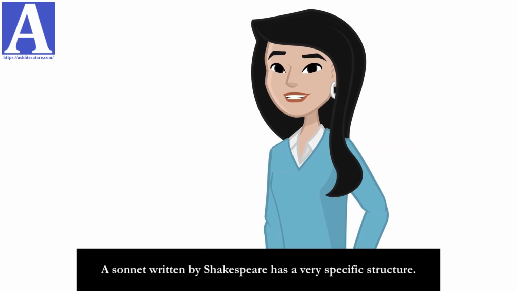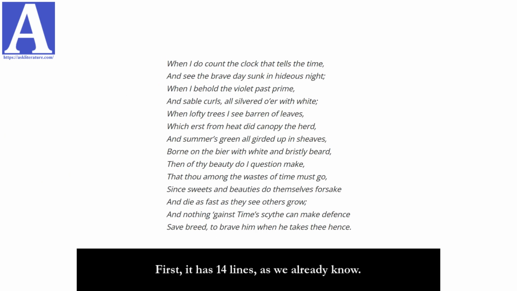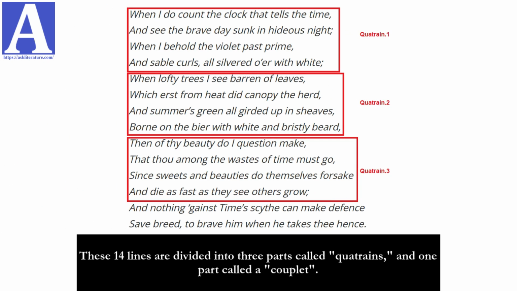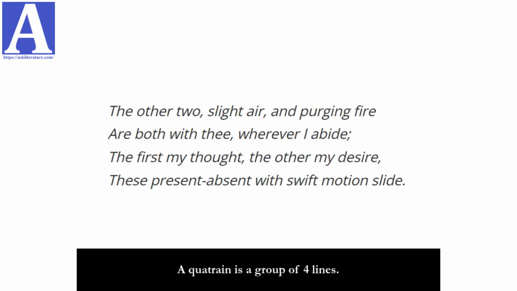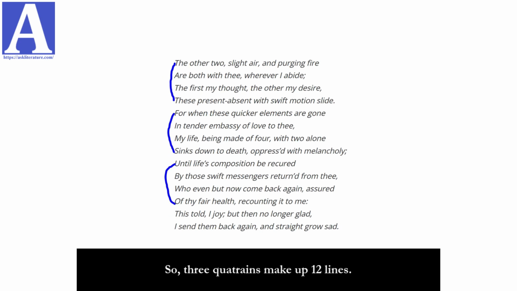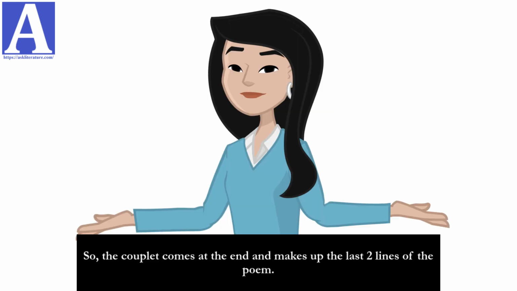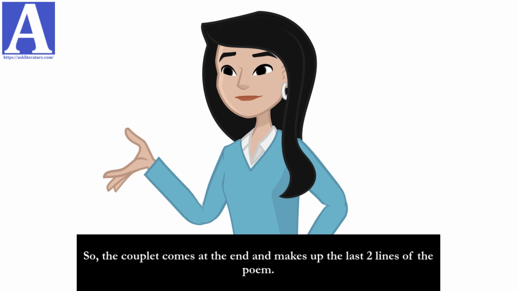Structure of a Shakespearean sonnet. A sonnet written by Shakespeare has a very specific structure. First, it has 14 lines, as we already know. These 14 lines are divided into 3 parts called quatrains, and 1 part called a couplet. A quatrain is a group of 4 lines. So, 3 quatrains make up 12 lines. A couplet is a group of 2 lines. So, the couplet comes at the end and makes up the last 2 lines of the poem.